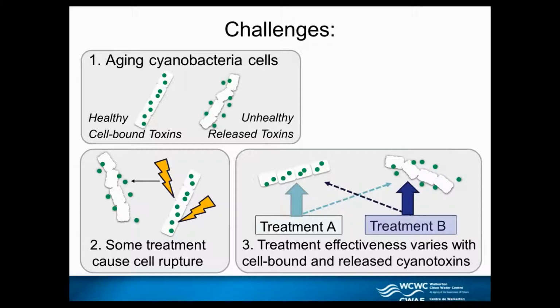Another challenge we face is that different treatment processes will affect the different forms of toxins, whether cell-bound or released. For instance, treatment A may be effective at removing these intact cells, but have a hard time or be unable to oxidize or treat the released toxins, and vice versa. Treatment B might be effective at handling the released toxins, but not so much at the intact cells.